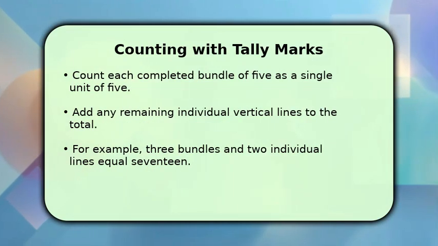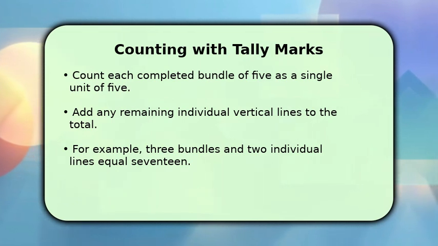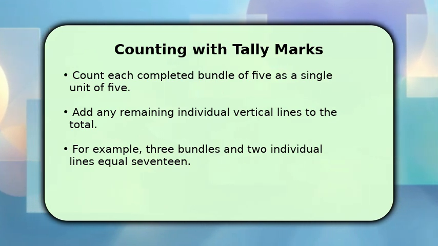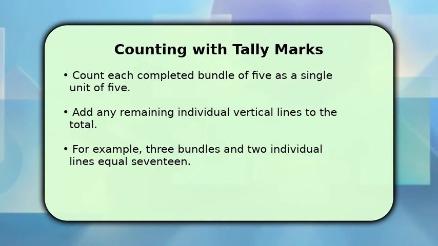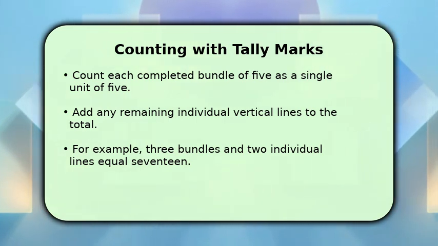Counting with tally marks is incredibly intuitive once you understand the system. Each time you see a completed bundle, which is 4 vertical lines crossed by one diagonal line, you immediately know that represents 5 units. So, if you have 3 such bundles, you already have 15. Then, you simply add any remaining individual vertical lines. For instance, 3 bundles and 2 extra lines would total 17. This grouping by 5 makes summing up large quantities much faster and reduces the chance of errors.